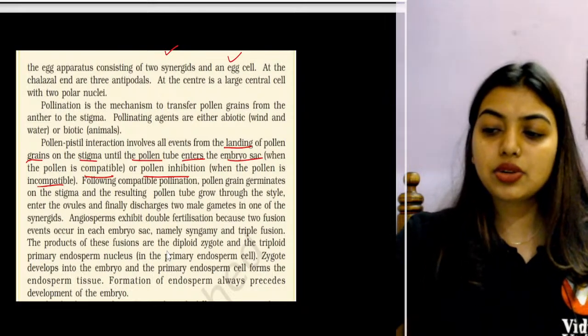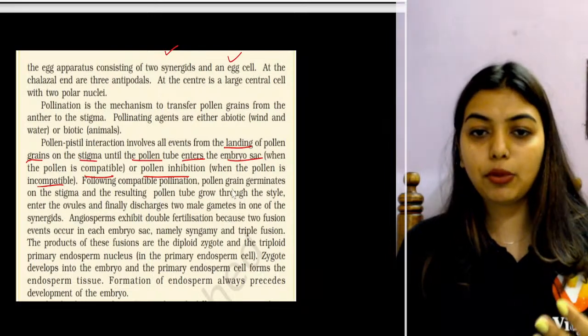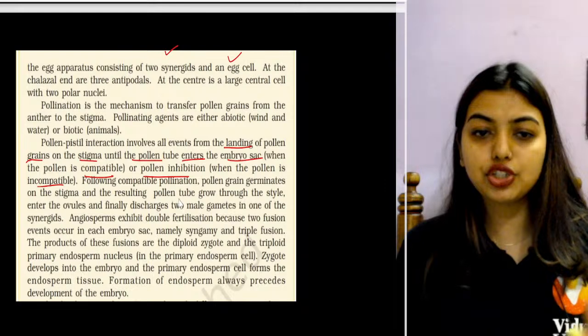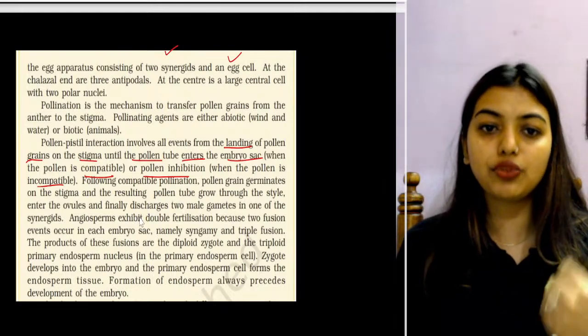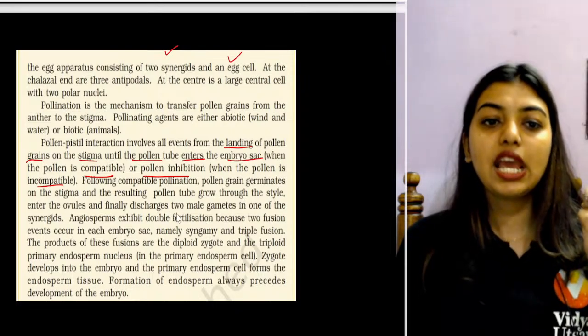Okay, now students, what is going to happen following the compatible pollination? The pollen grains germinate on the stigma, resulting in pollen tube growth through the style, and they enter into the ovule. Finally it discharges two male gametes in one of the synergids.